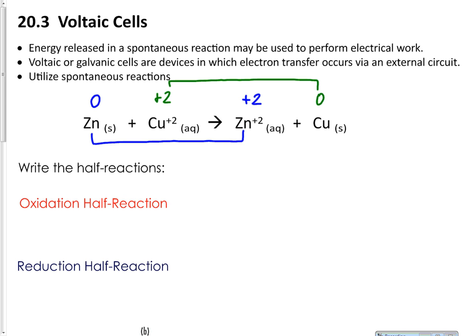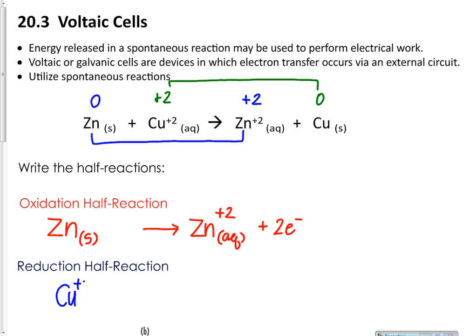Now we're going to write the half reactions for each of these. The oxidation half reaction is zinc, solid, making zinc ion. And then to get the charge to balance, I have to add 2 electrons to the right-hand side. Now for the copper, that's the reduction reaction. I start with copper at a +2, and I finish with copper solid. And to get this to balance, I have to add 2 electrons to the left-hand side.